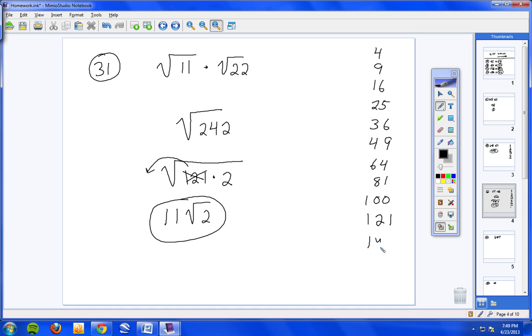12 times 12 is 144. 13 times 13 is 169. 14 times 14. Ooh, I should know that one. I know I should know it, but I don't. 196. And then 15 times 15 should be 225, I believe. Yeah, 225. All right, so we made it a little bigger. There we go. All right, now let's continue on.